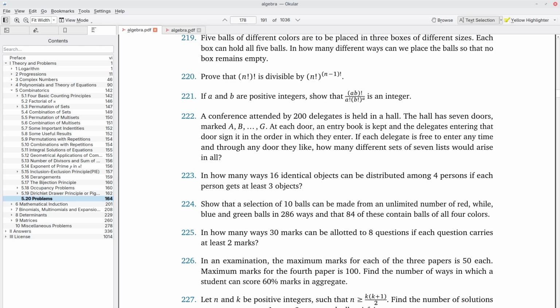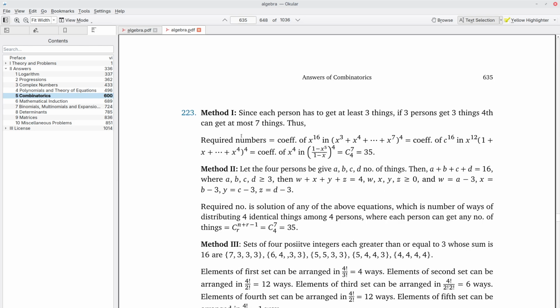Question 223 says that in how many ways can 16 identical objects be distributed among 4 persons if each person gets at least 3 objects. So method 1 is, since each person has to get at least 3 things, if 3 persons get 3 things, the 4th can get at most 7 things. So we have 16 objects, so 3 threes are 9 plus 7 is 16.